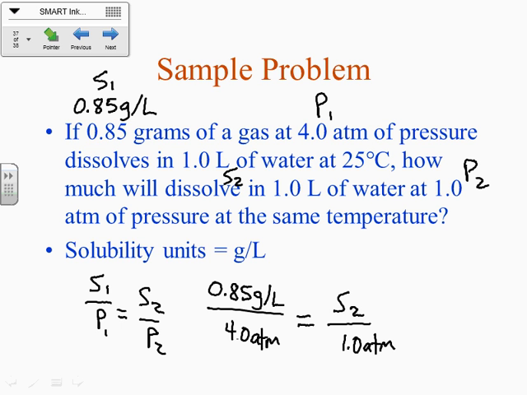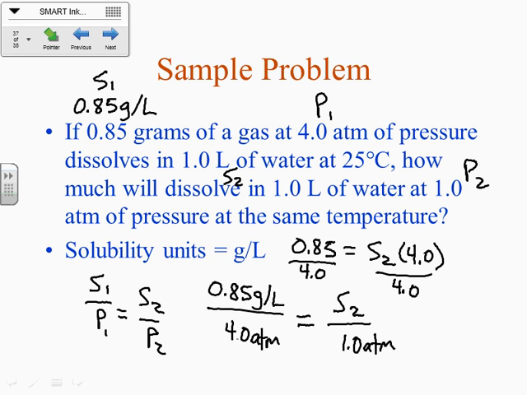0.85 times 1 divided by 4.0. Okay, so what we're doing is cross-multiplying, right? You cross-multiply here, which you only do when there's an equal sign in between them. So I multiply the 0.85 by 1, so that's just going to give me 0.85, right? That's equal to S2 times 4.0. And I'm not worried about the units right now. We'll figure out the units at the end. So then I divide both sides by the 4.0. That'll give me my new solubility, okay?